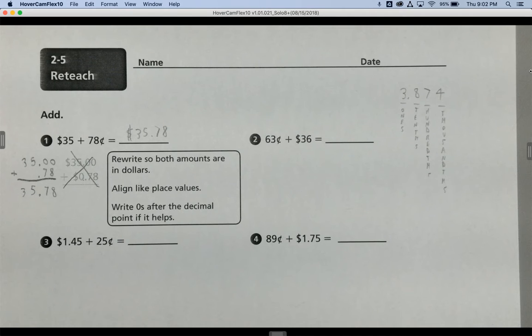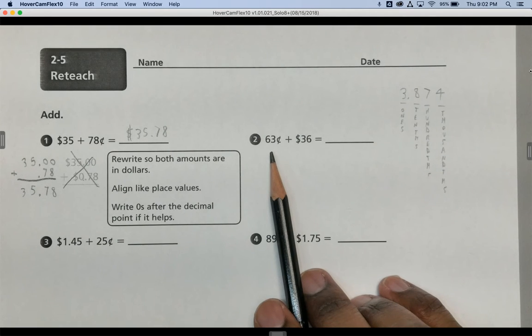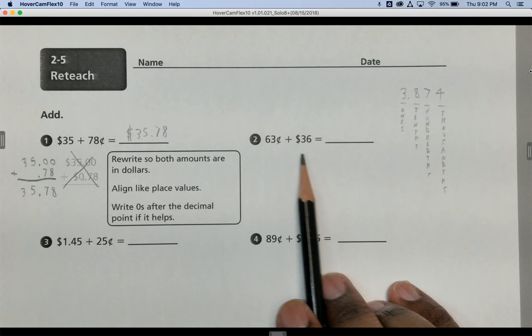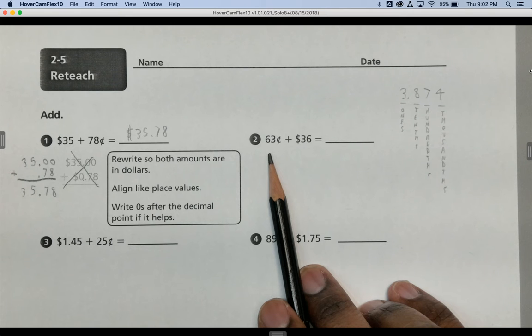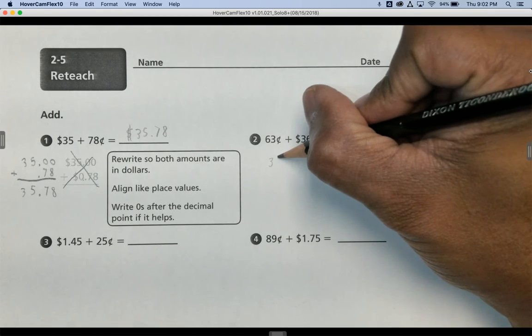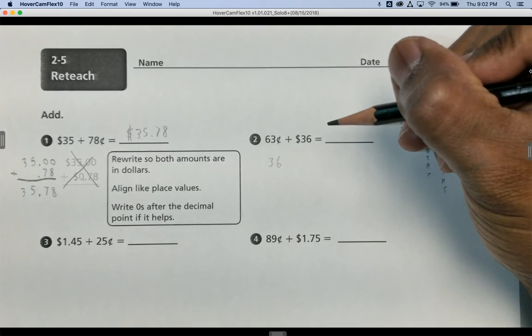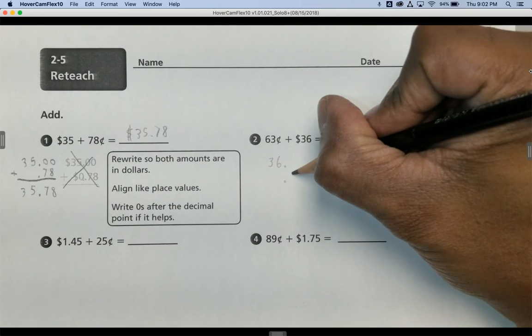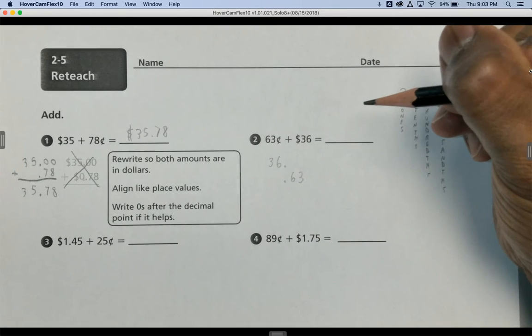Number 2, let's first look at what's given to us, 63 cents plus $36. Okay, $36 is completely a whole number. There's no part of a whole. There's no decimal component. 63 cents, on the other hand, that needs to be rewritten as 0 and 63 hundredths. So I'm going to line them up. There's 36. I'll imagine a decimal point after it. Underneath that, there's 63 cents, less than a whole.